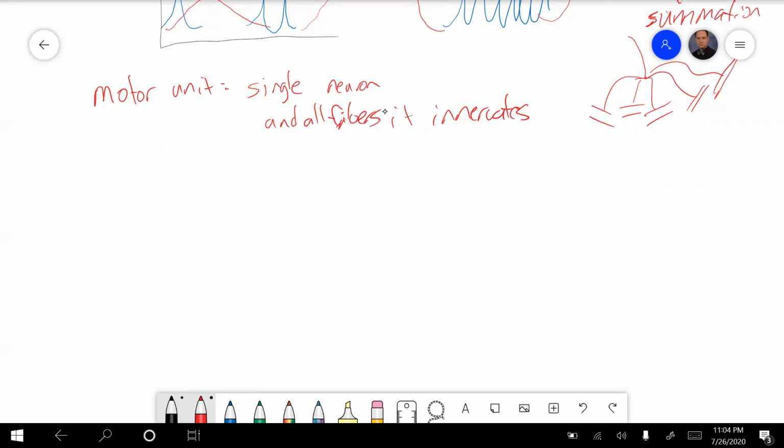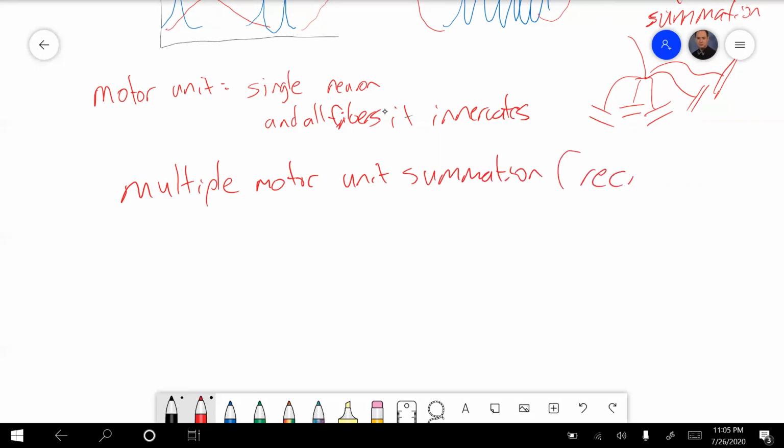How do you decide how many of those fibers to use? Well, the more fibers you use, the more force you can produce. And this depends on the signal from the brain. This is called multiple motor unit summation, or recruitment.